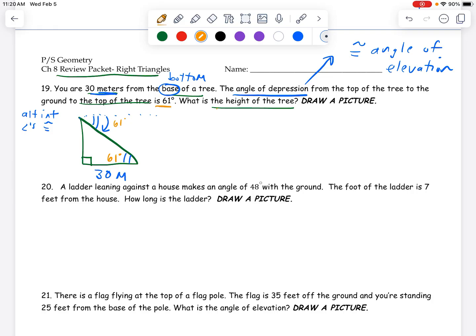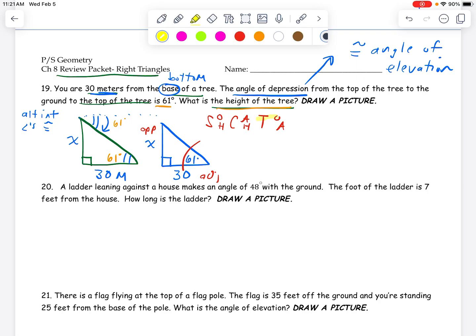The question is, what is the height of the tree? So what you're trying to find is how tall the tree is. So if I draw the picture again a little bit more neatly, I have 30 here, I have x here, and I have 61 here. Based on the angle, because all of trig is based on the perspective of the angle, we have the opposite side and the adjacent side. If I think about SOHCAHTOA, this is the T, or the tangent, because we have opposite and adjacent.